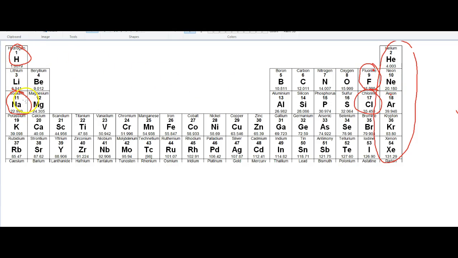Sodium, which is way over here on the other side of the table, it has 11. How does it get to 18? It has to gain 7. That's ridiculous. Or it could lose 1 to get to 10. So it turns out this whole column acts the same because they all want to gain 1 electron. This whole column over here acts the same because it wants to lose 1 electron.